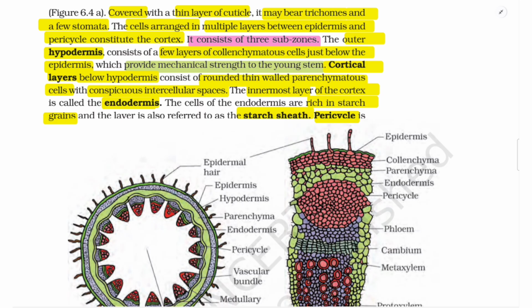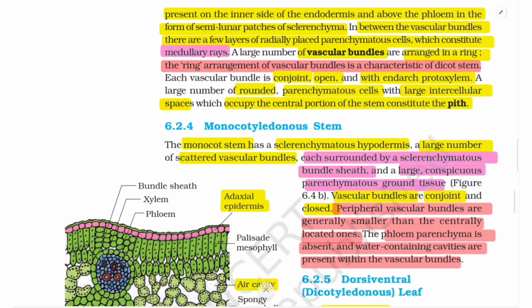The outer hypodermis consists of a few layers of collenchymatous cells just below the epidermis, which provide mechanical strength to the young stem. Cortical layers below the hypodermis consist of rounded, thin-walled parenchymatous cells with conspicuous intercellular spaces. The innermost layer of the cortex is called the endodermis. The cells of the endodermis are rich in starch grains, and the layer is also referred to as the starch sheath.